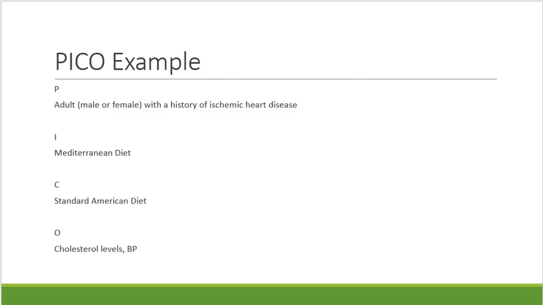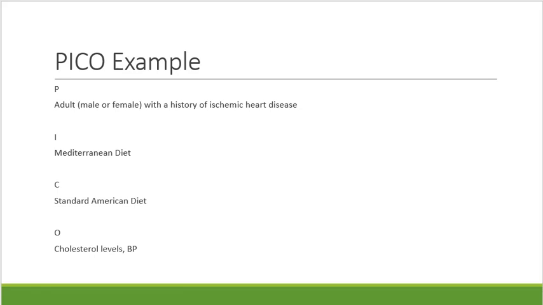All right, and so here's how you'd lay things out in your discussion thread. PICO: adult male or female with a history of ischemic heart disease; intervention: Mediterranean diet; comparison: the standard American diet; and outcomes: cholesterol levels and blood pressure.